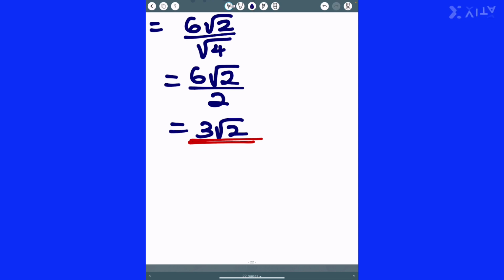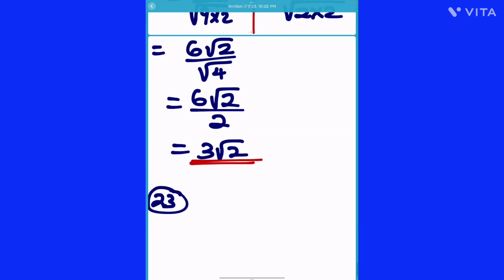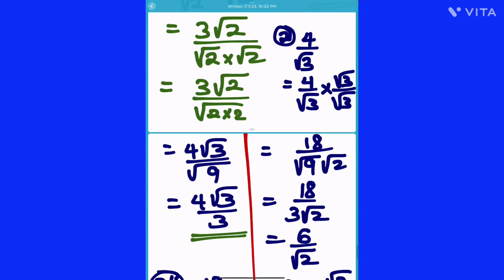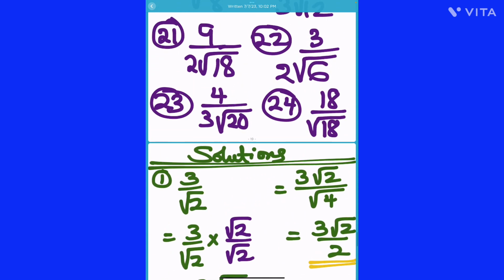Let's go to question 23. Let me just do it from the back like that. Somewhere in the middle I'll stop so you can do the rest yourself. Question 23 here says we should rationalize 4 over 3 root 20.